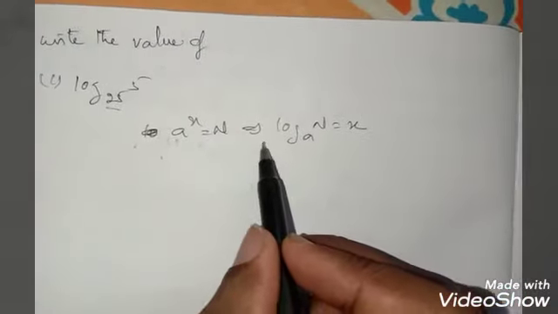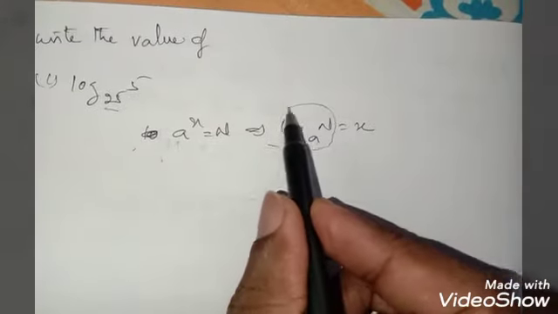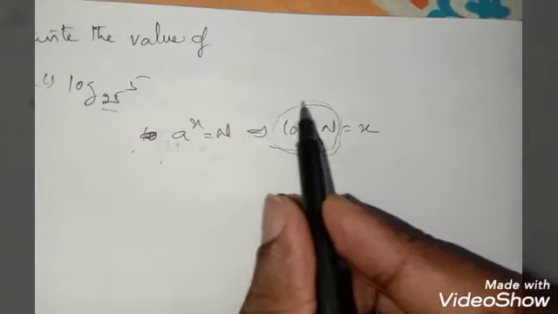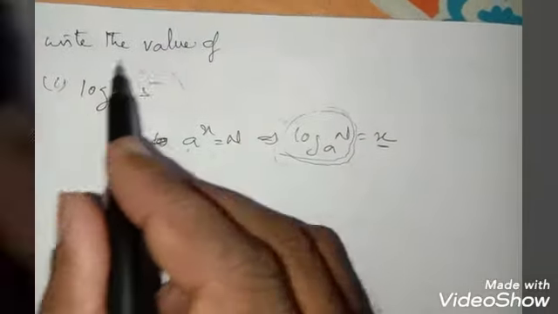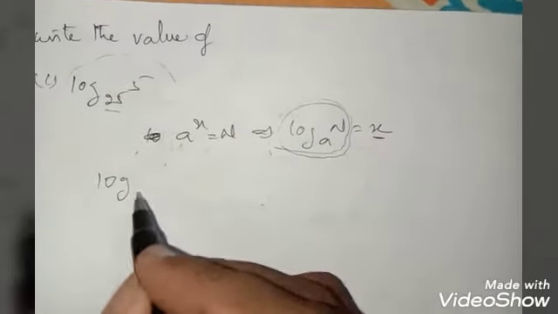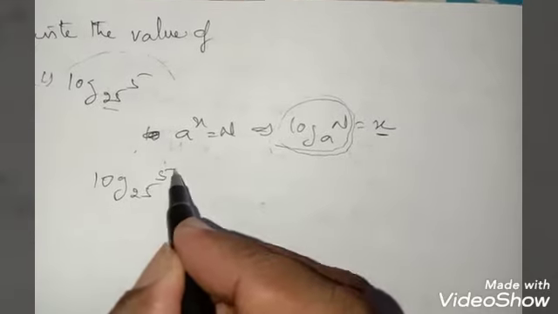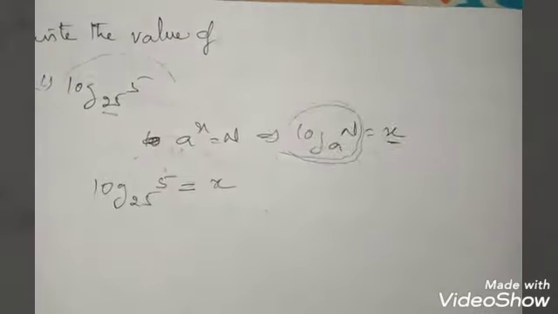Now here you have this value, log base a of n. What we need to find is the value of x, meaning you denote this complete value as x: log base 25 of 5 is equal to x.